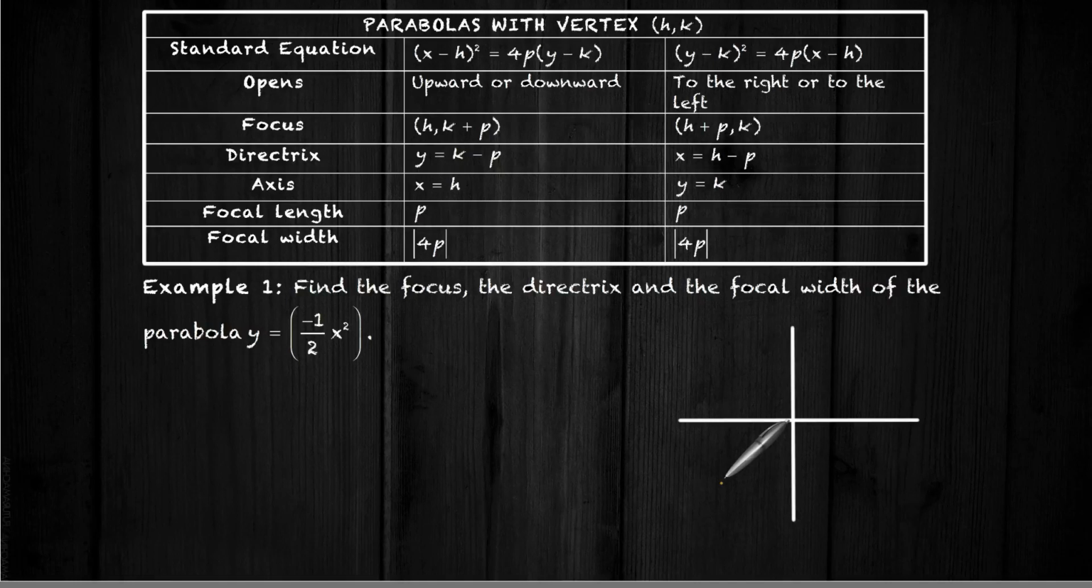Okay, so in this first example, it gives us the parabola y equals -1/2 x squared, and it wants us to find the focus, the directrix, and the focal width of the parabola. So the first thing you want to do in these problems is identify what type of parabola it is. Is it a parabola that opens up and down, or is it a parabola that opens right and left? And it's pretty simple to identify this.